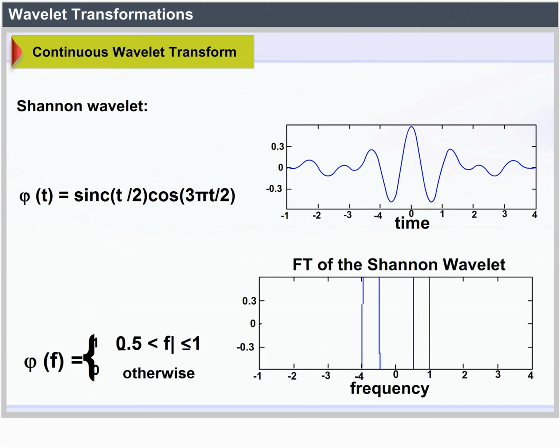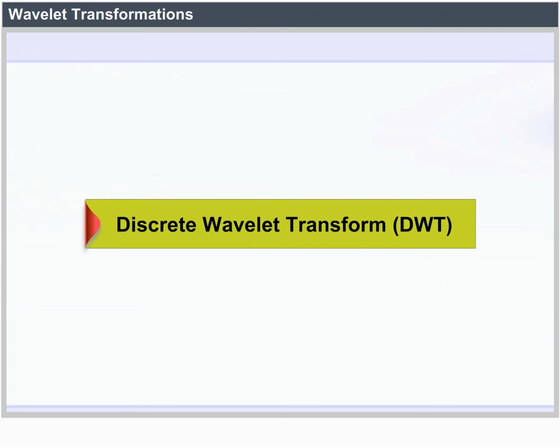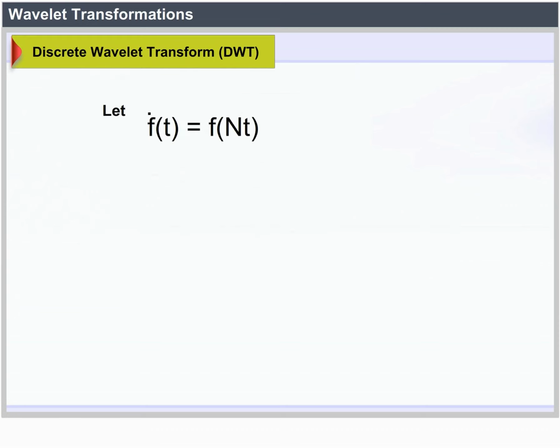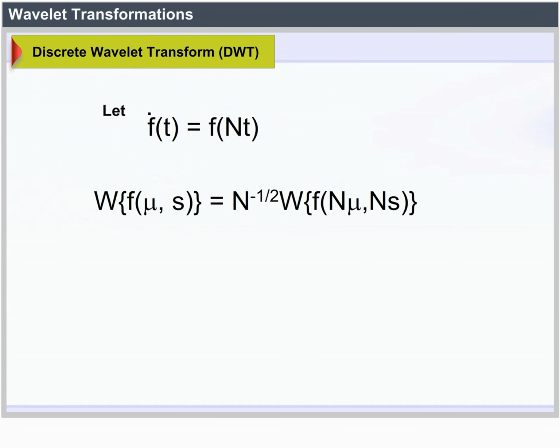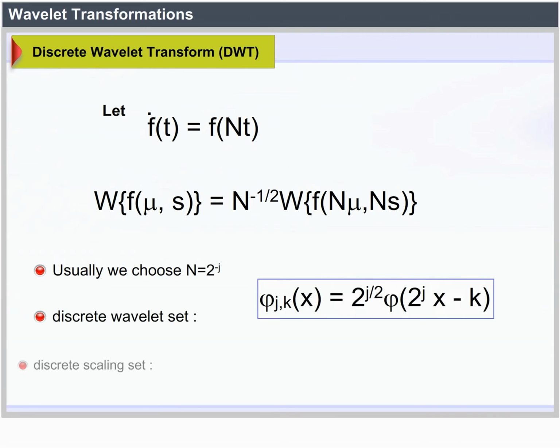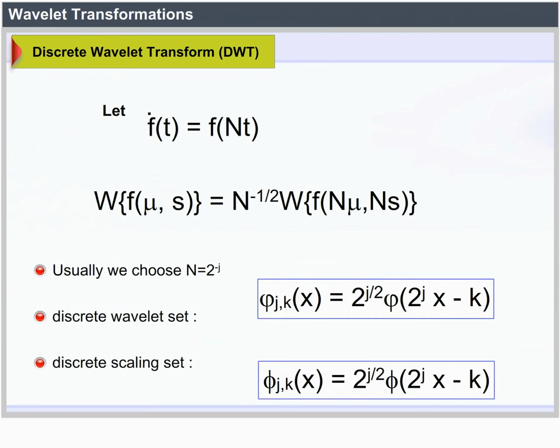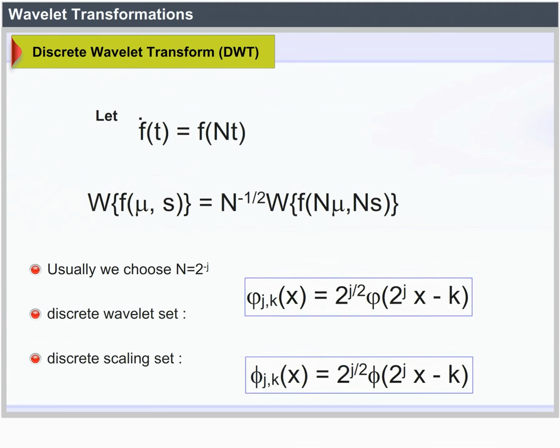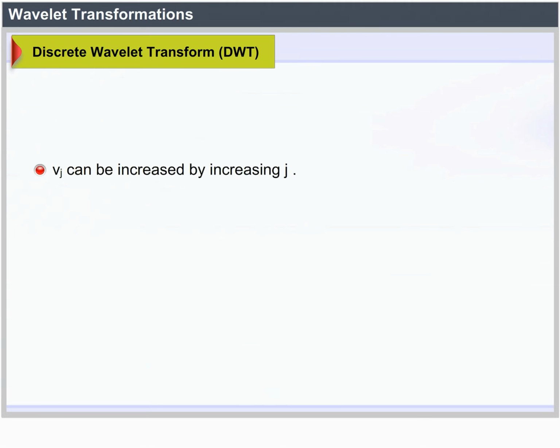Discrete wavelet transform, DWT, expressions follow. Let. Usually we choose n equals 2 to the power minus j. Discrete wavelet set. Discrete scaling set. V_j can be increased by increasing the value of j in the equation.